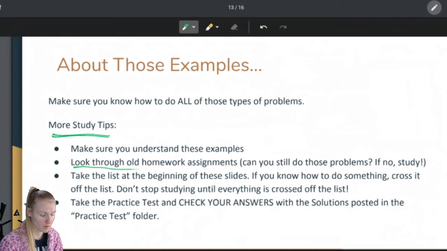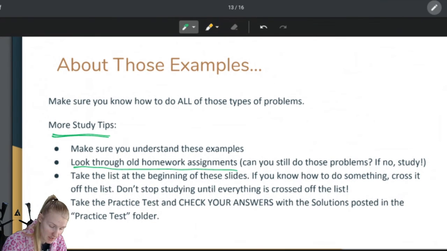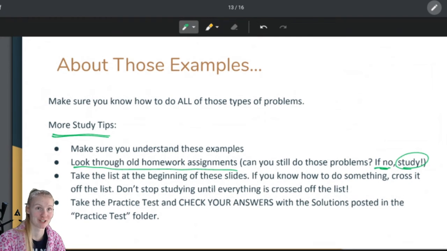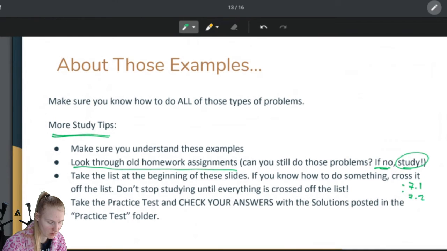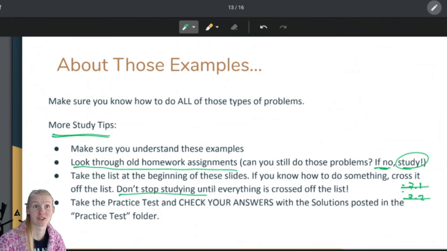Look through old homework assignments. Can you still do them? If yes, awesome, great, ready for the test. If no, you should study more, because everything on the homework is up for grabs on the test. Take the list at the beginning of these slides. That's where we had the bullet points of 7.1, 7.2. So if you know how to do something, cross it out. Don't stop studying until everything on the list is crossed off. That's the way to study for everything and make sure you're completely ready.